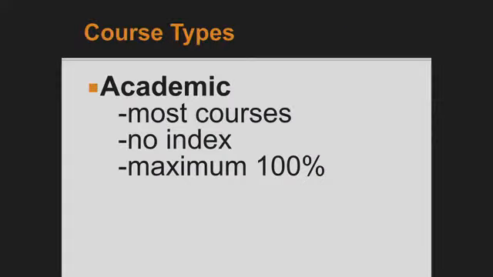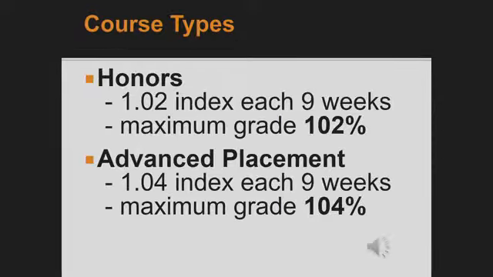When planning courses, it is also important to look at the type of courses offered. The first type is academic. These are general courses, and the maximum grade a student can earn is 100%. For students who would like a greater challenge, we also have honors and advanced placement classes. With the change of our grading scale, it's important to note that honors classes are indexed by 1.02 each quarter, and advanced placement classes are indexed by 1.04.